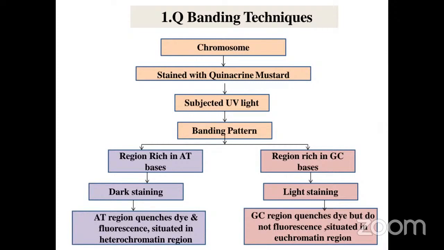Okay, so dark staining is actually the ultimate indication of the heterochromatin region, and light staining is the ultimate indication of the euchromatin region, because genes are rich in GC content. Okay, genes are rich in GC content.